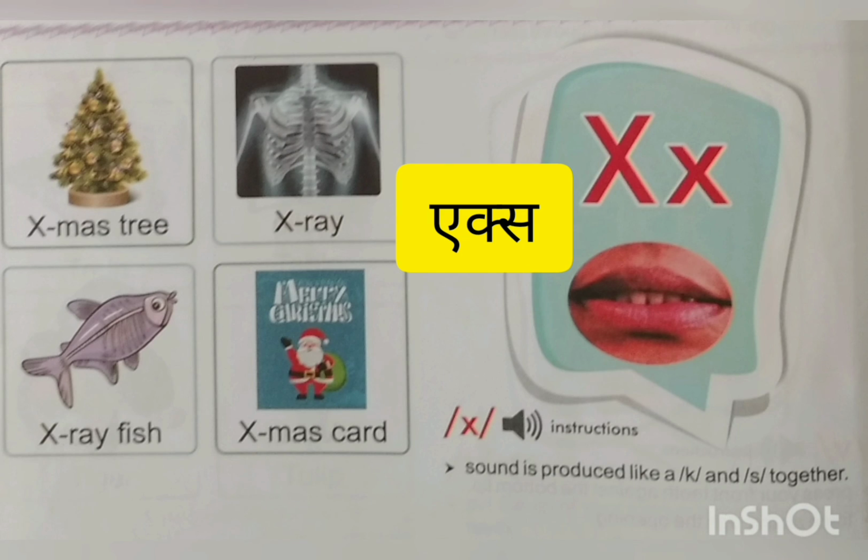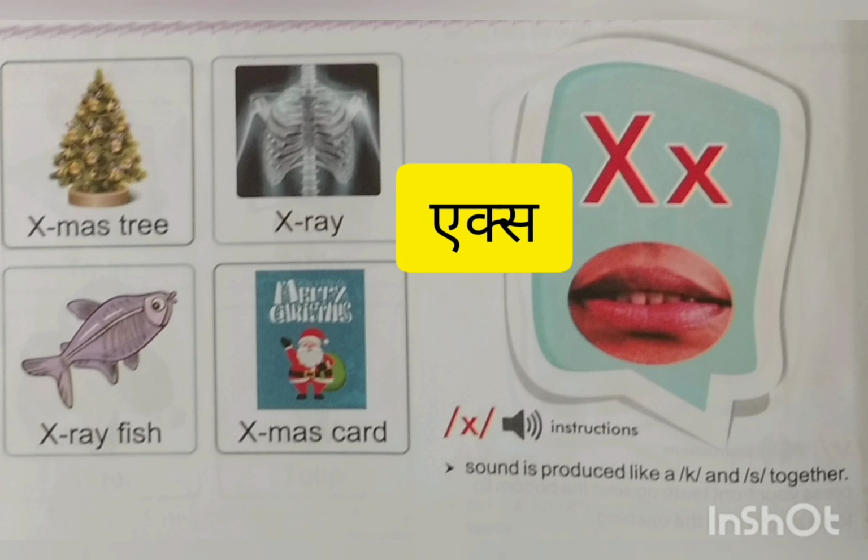Phonic sound of X is X. X for Xmas tree. X for X-ray. X for X-ray fish.